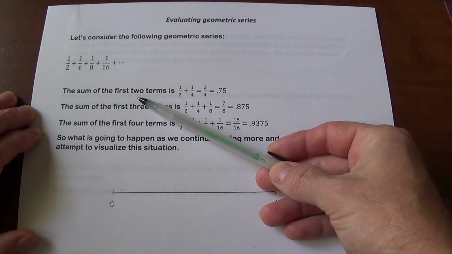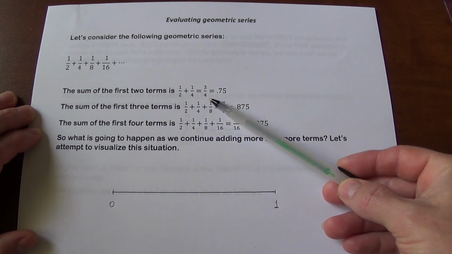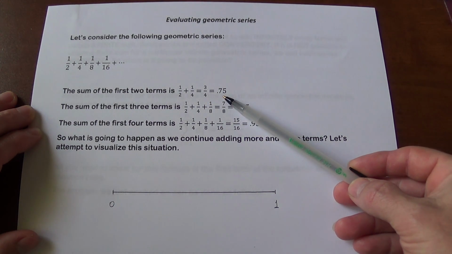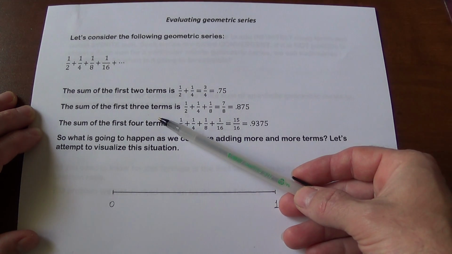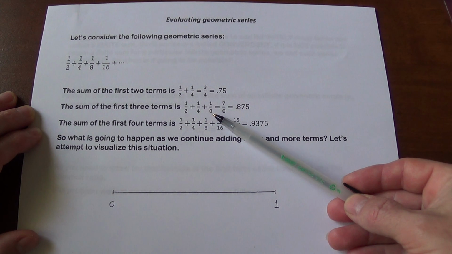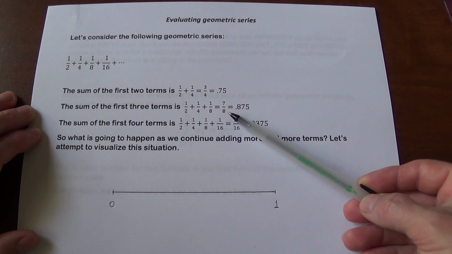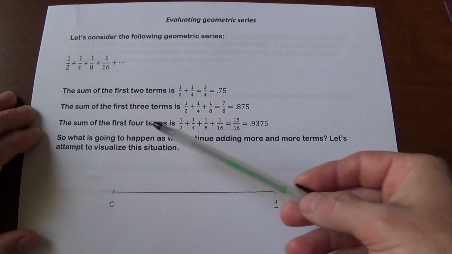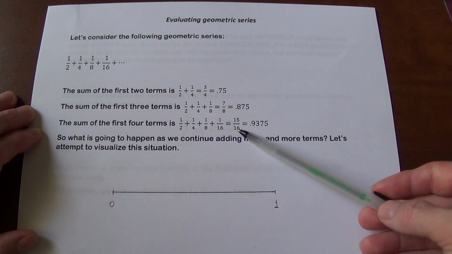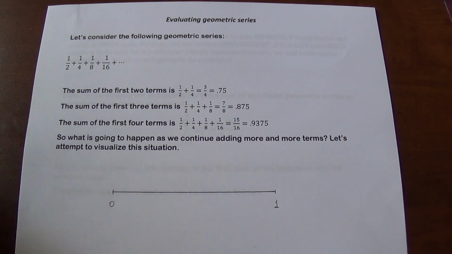We add the first two terms together, that's 1/2 plus 1/4, that's going to give you 3/4, which is 0.75. The first three terms, 1/2 plus 1/4 plus 1/8, is going to give you 7/8, which is 0.875. Four terms will give you this number. So the question is, if we continue adding more and more terms, what's going to happen?